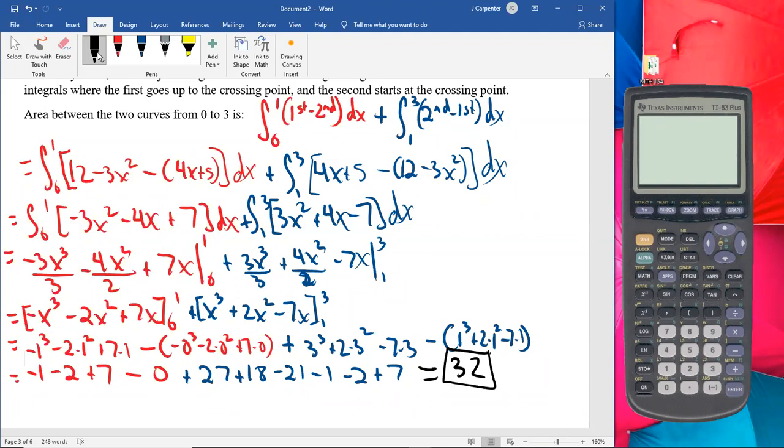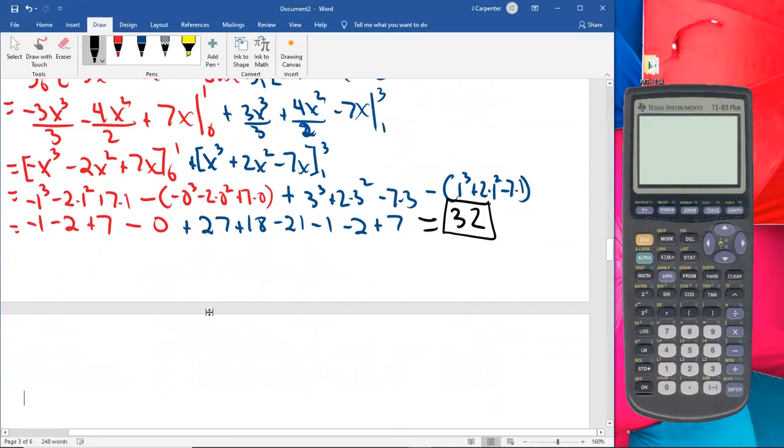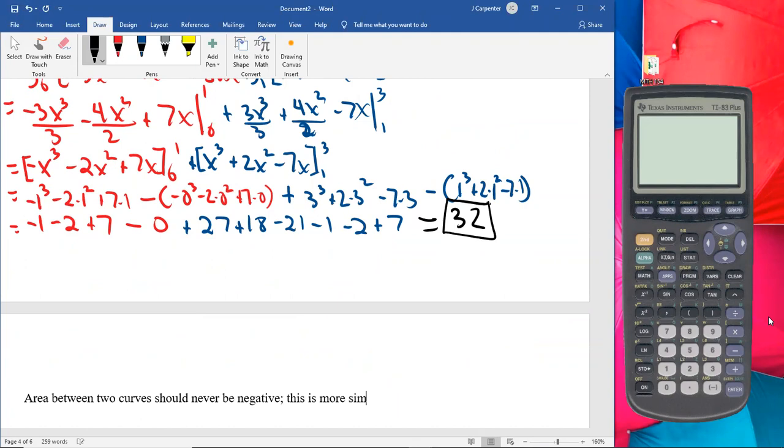If you get a negative answer, I can tell you this, you're wrong. The area between 2 curves should never, ever be negative because this is more of a geometrical sense. Because we're not considering ourselves in relation to an x-axis and considering everything below an x-axis negative anymore. We are no longer under that mindset.